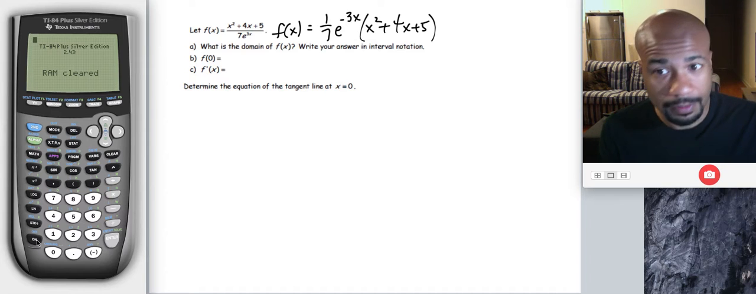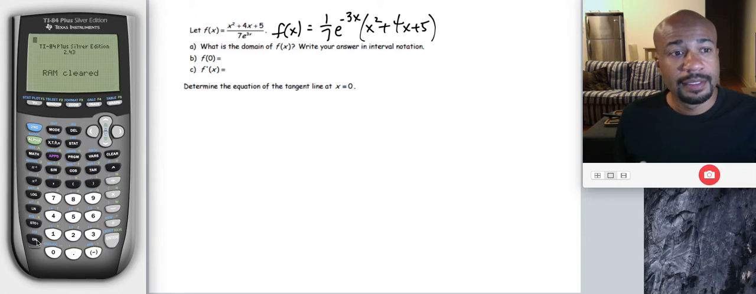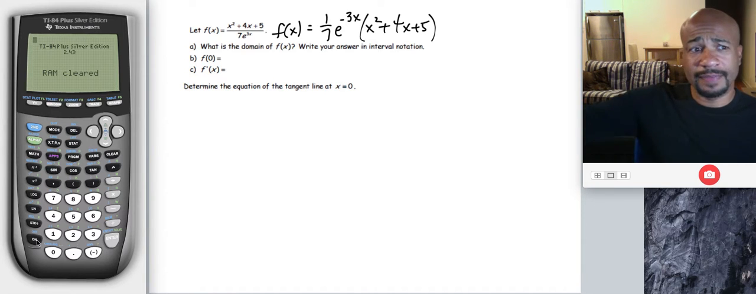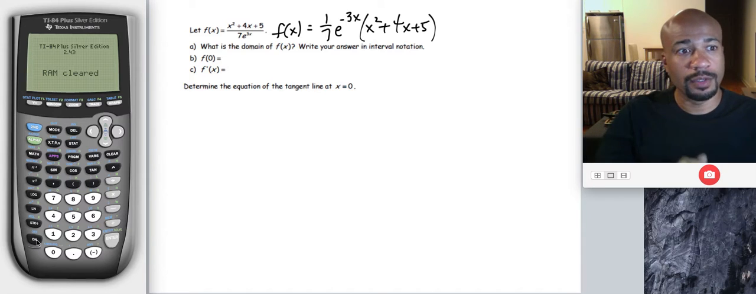Before we get started, the domain is the set of all x values that can give you a real and defined y value. So if you plug in an x value and you get a real number back, then it's good, right? Or if you plug in a value and you get an undefined value, or a value that doesn't exist, then that x value does not belong in that set.